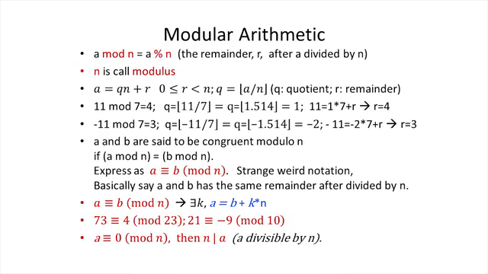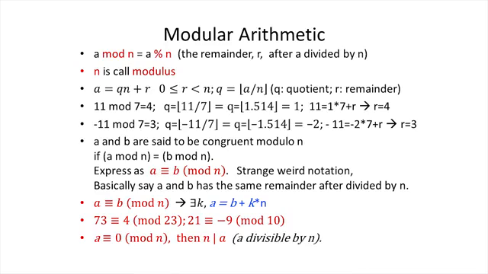Why is that? First, we compute q, the quotient, as the floor function of 11 divided by 7. 11 divided by 7 is 1.514, and the largest integer smaller than 1.514 is therefore 1. With 11 equal to 1 times 7 plus r, we can then derive that the remainder is 4.